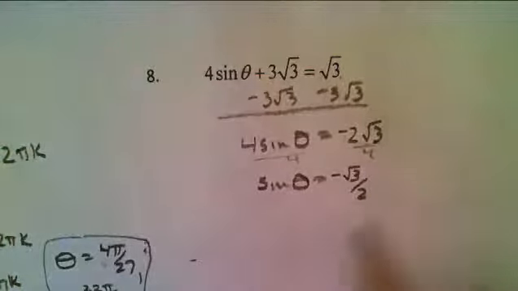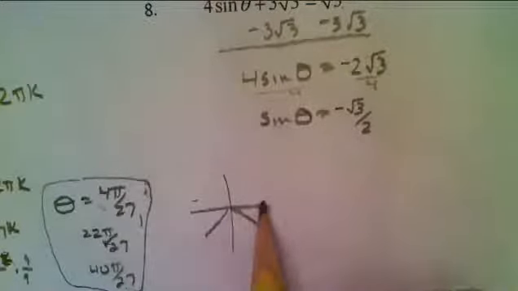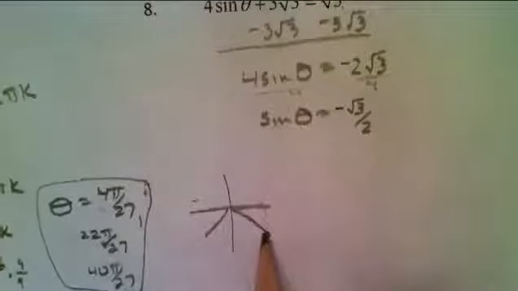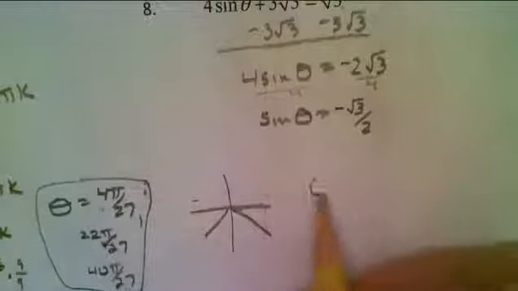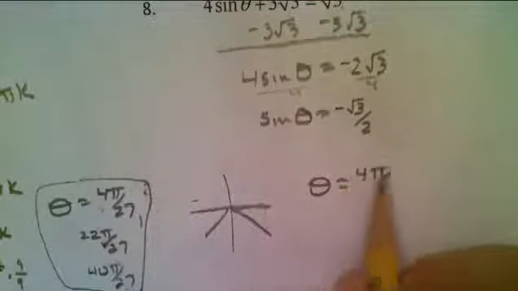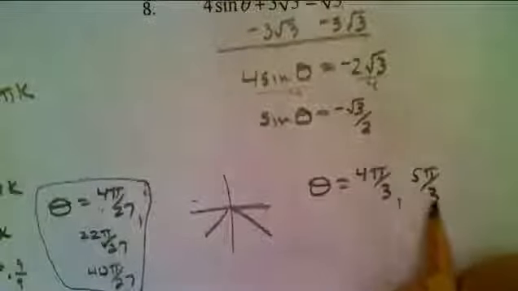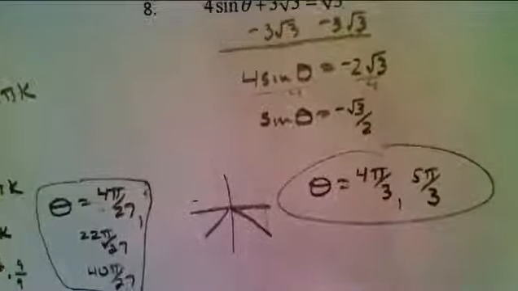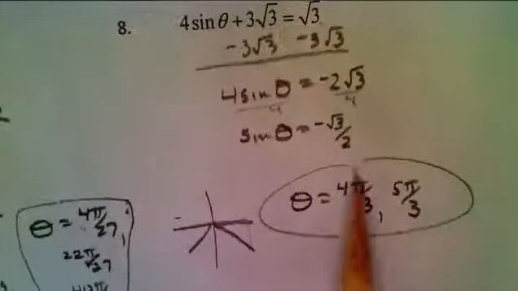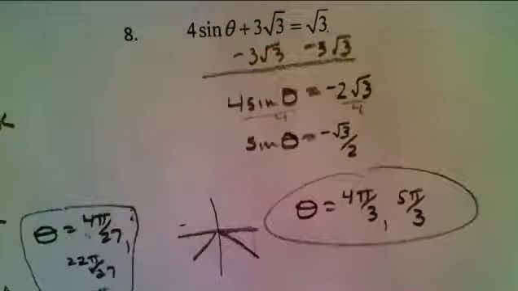So where's the sine negative radical 3 over 2? Again, that's when the x value is 1/2 and the y value is negative radical 3 over 2. So that's a reference angle of pi over 3. So over here, that's going to be 4 pi over 3. And here it's going to be 5 pi over 3. Okay? That one was just solving for sine. Make sure you know what you get when you have 1 radical 3 and take away 3 radical 3's. That was the part we need to make sure you know how to do.